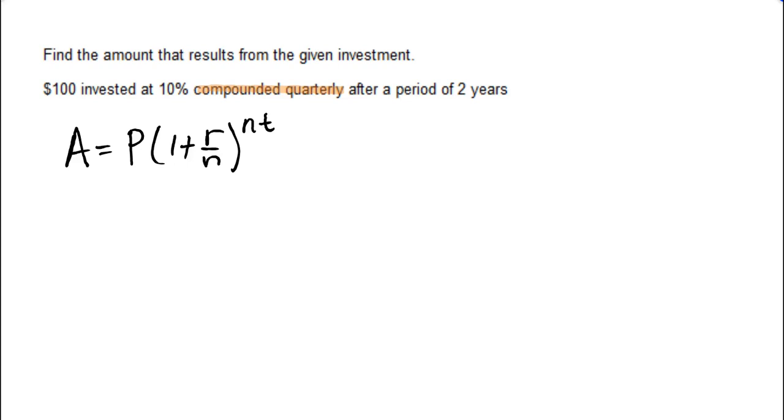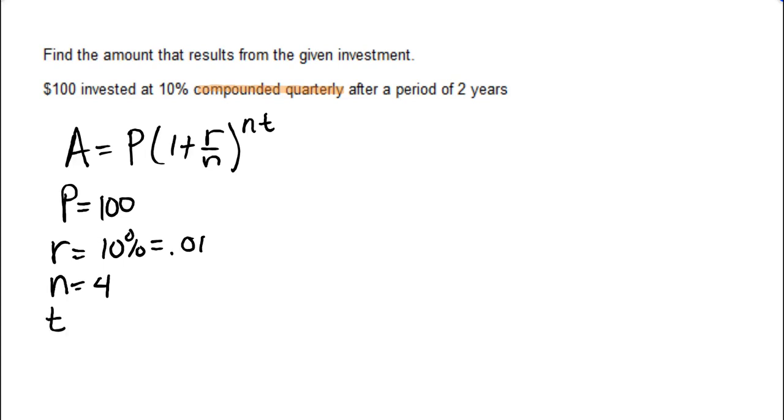P is the principal, R is the interest rate, T is time, N is the number of compoundings in 1 year, and A is the amount. So for this example, the principal is $100. We're investing $100 at an interest rate of 10%. We're going to write that 10% in decimal form. We're going to be compounding quarterly, so that means 4 times a year, so N is 4, for a period of 2 years.